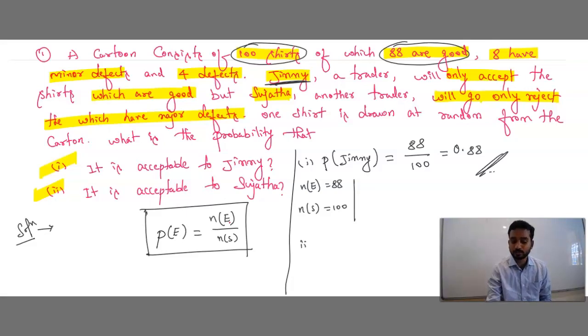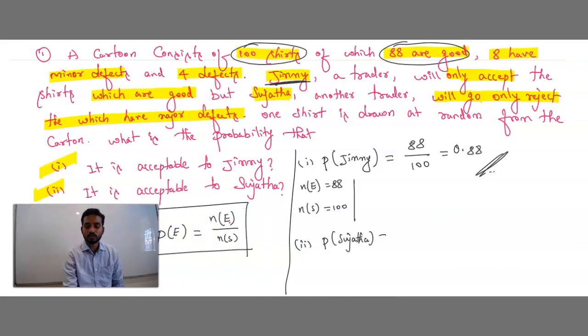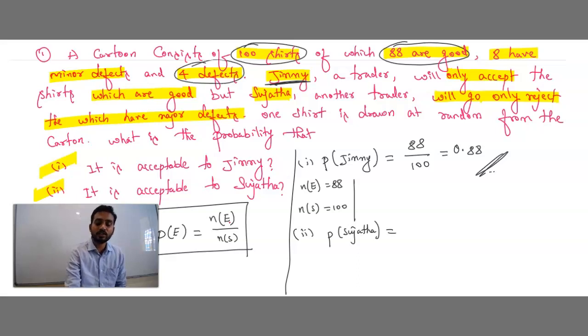Now option 2. Probability of Sujata. Acceptable to Sujata. Now what is Sujata doing here, children? We can see what Sujata is accepting. Sujata will only reject the shirts which have major defects. Which have major defects? 4. She is leaving these and the rest all she is taking. 8 have minor defects and 4 have major defects.